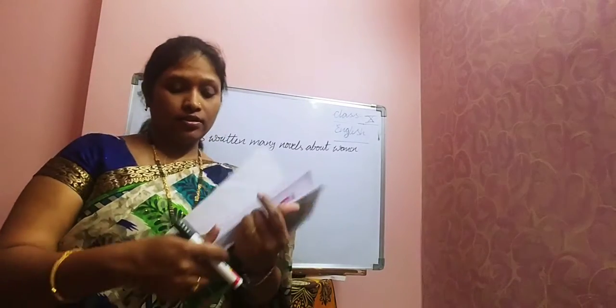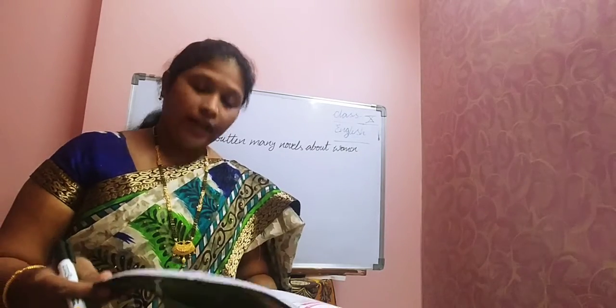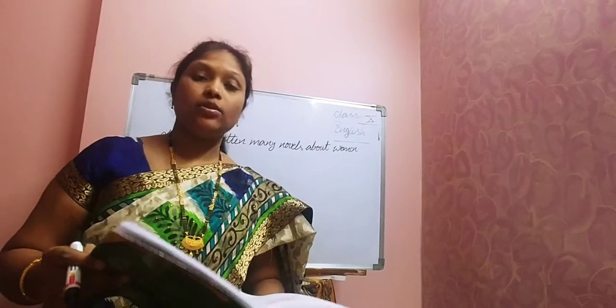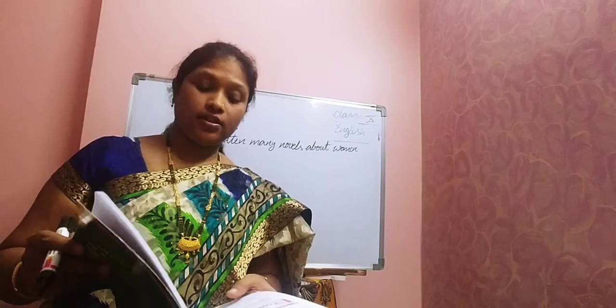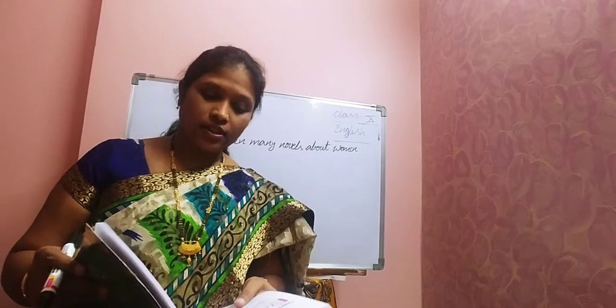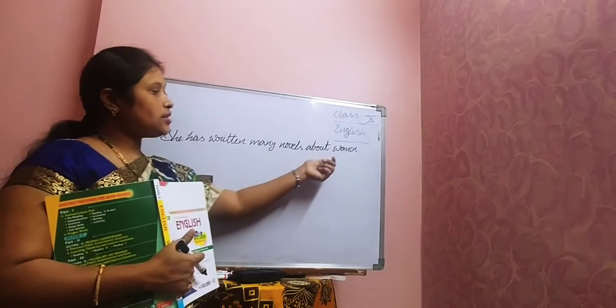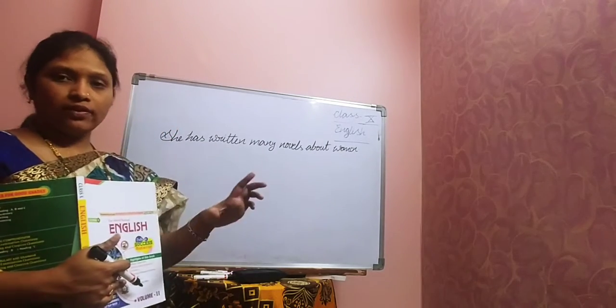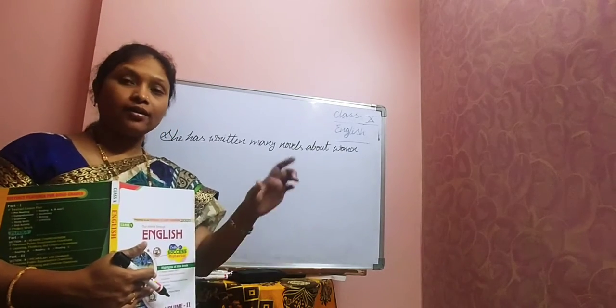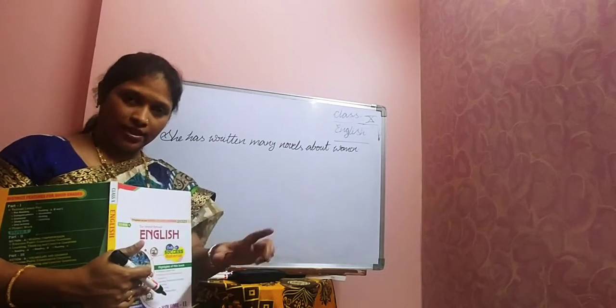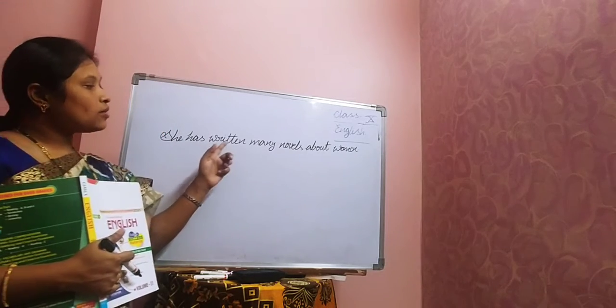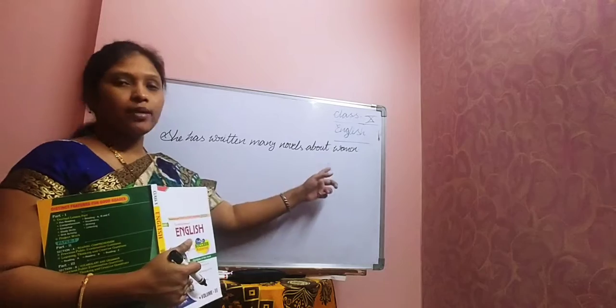Page number 682, children. 16th one, first bit. I have written it on the board: She has written many novels about women. The underlined part in the paragraph is: she has written many novels about women.